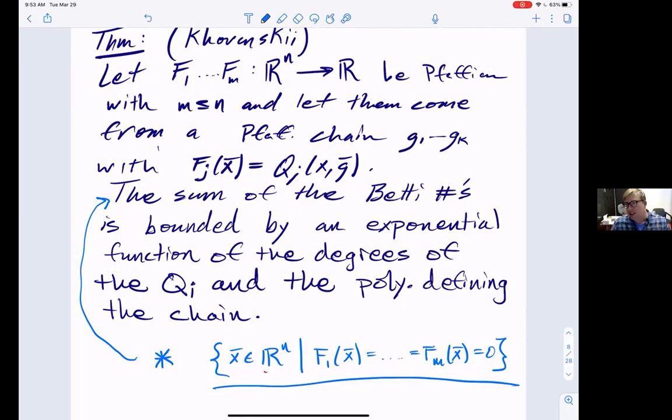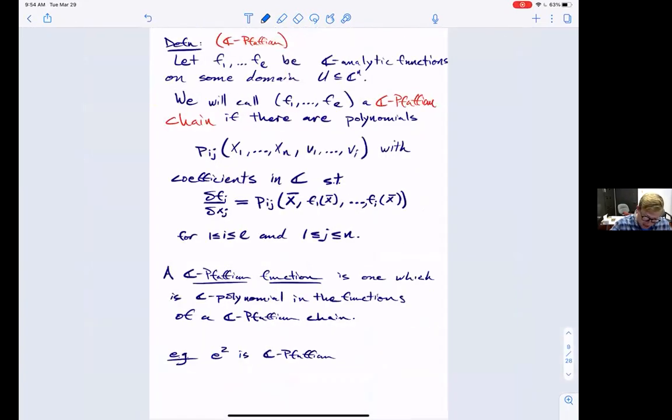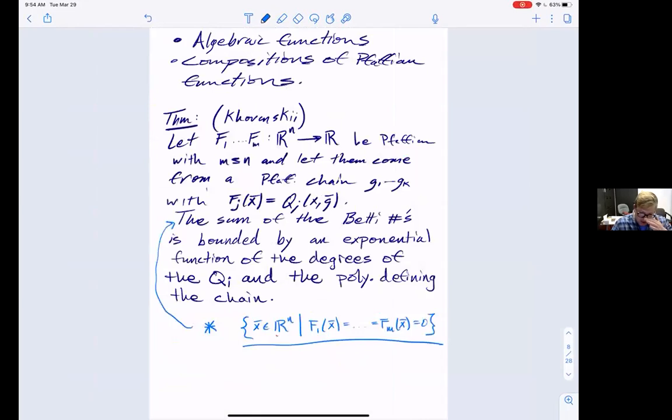Okay, which of course is not something that you have in general for analytic functions, because in general, the zero set of some analytic functions could be an infinite discrete subset of R^m, like the sine function, which vanishes at the integers times pi. So this theorem of Khovanskii is really strong motivation to study this class, and we'll have even more motivation in a few moments.